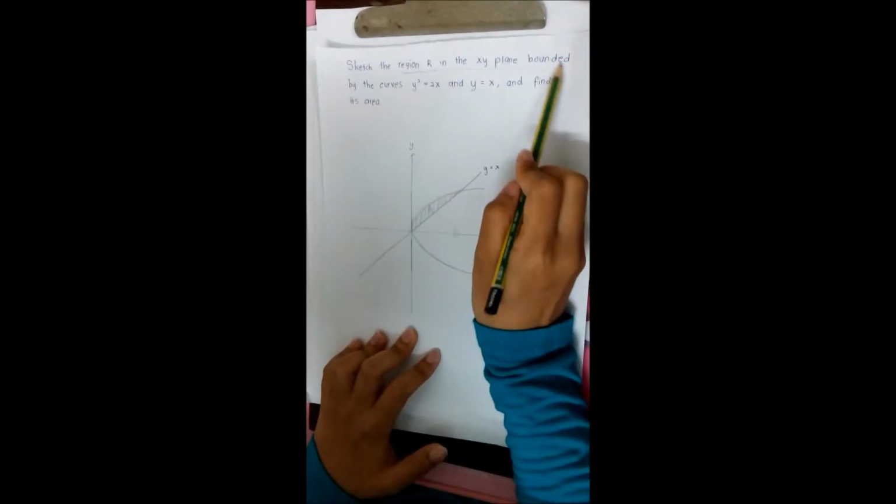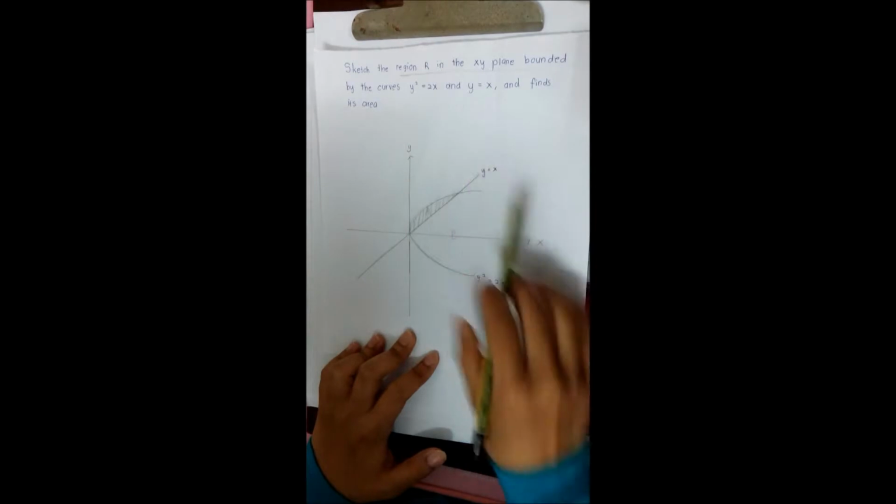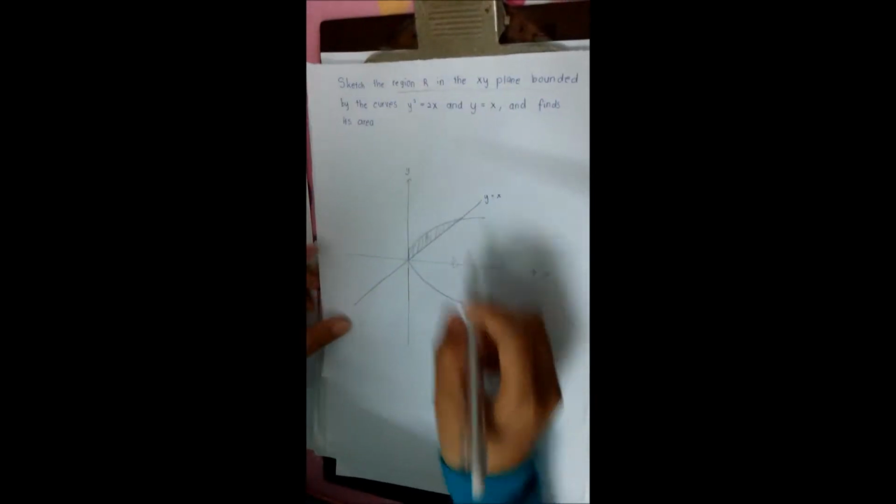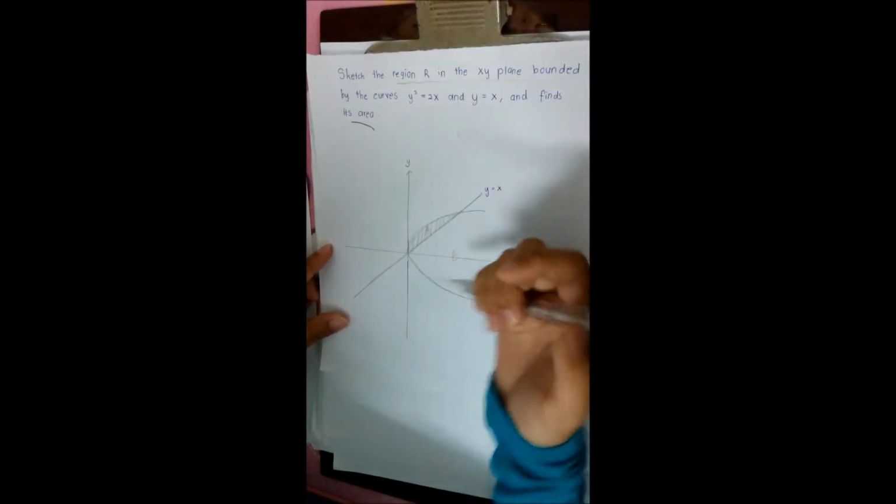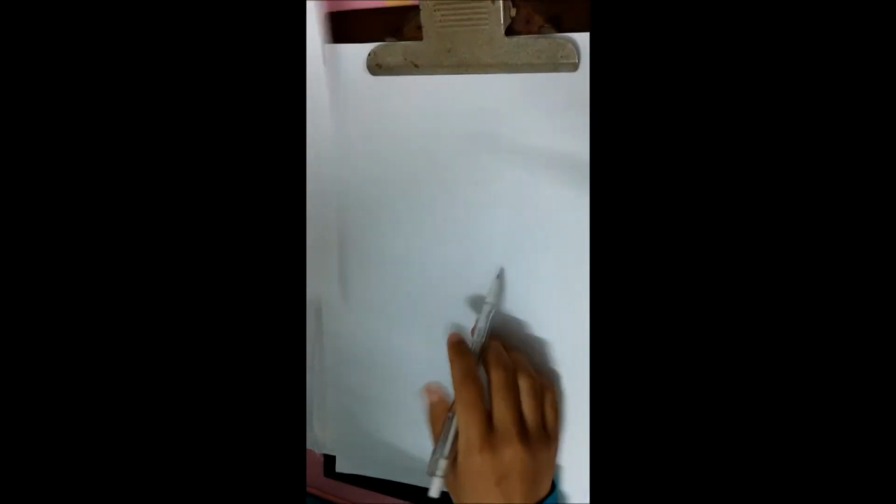Then after that, we can find this area. Now, to find the area of the graph, this is the formula of area.